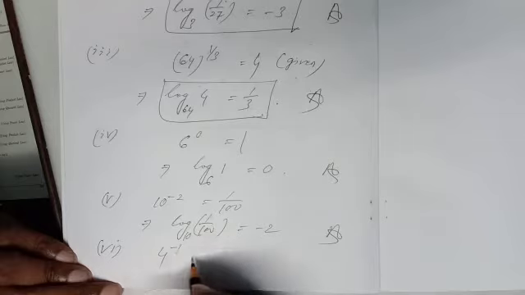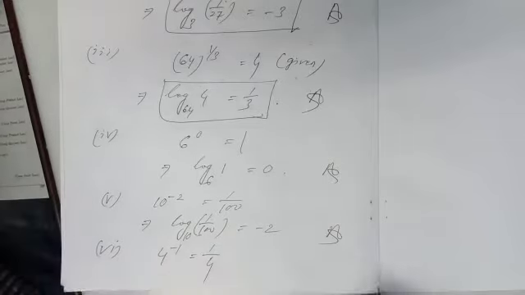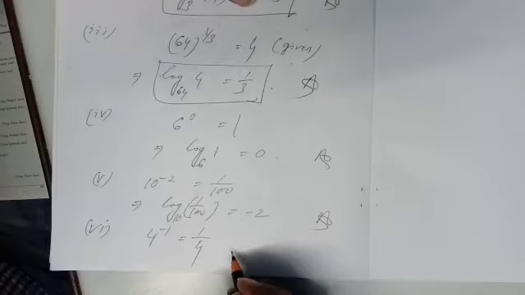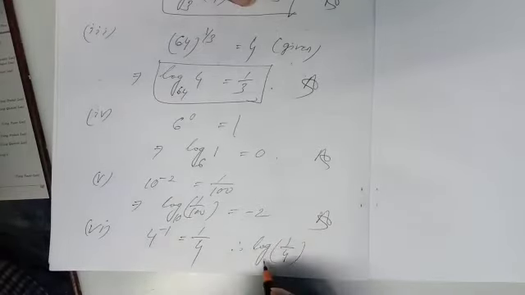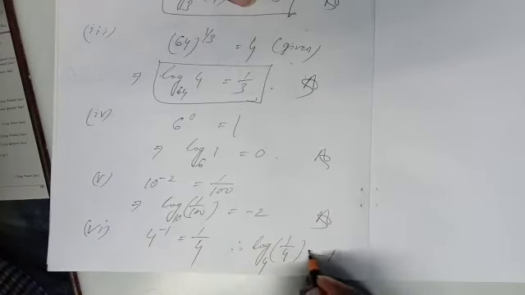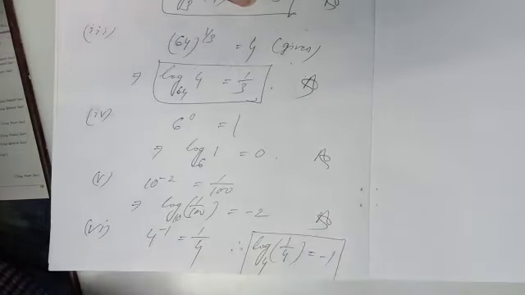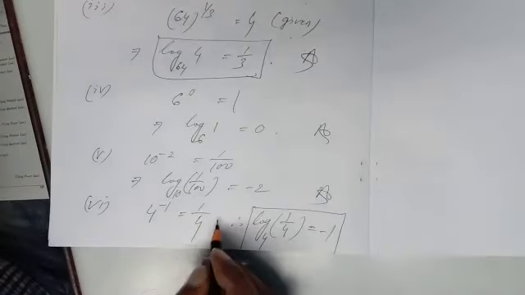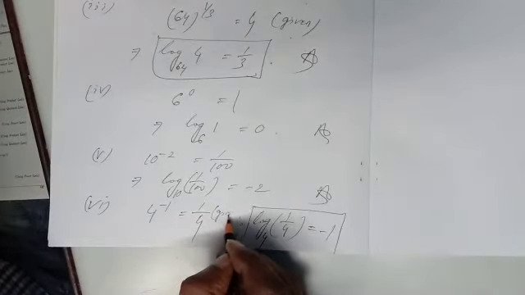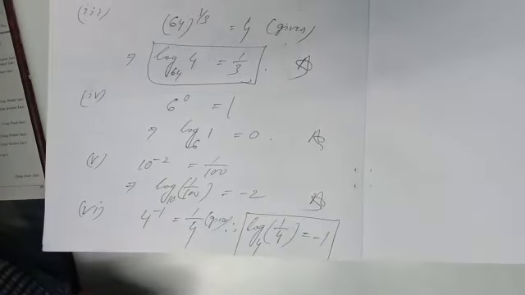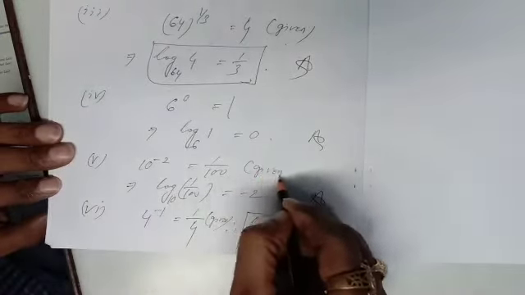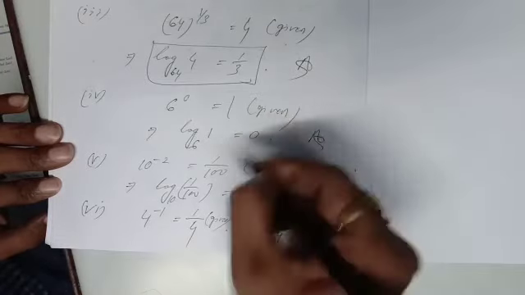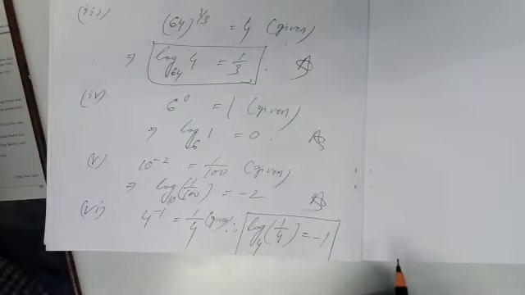And the last part of number 1, that is the sixth part. The question is given like this: 4 to the power minus 1 is equal to 1 by 4. If you write in logarithm form, this will be log 1 by 4, the base is 4, and the answer is minus 1. This one is logarithm form, and this is given in exponential form. Here the questions 1 to 6 are already completed. The questions given in exponential form are converted into logarithm form. I hope you are able to understand the process of solving.